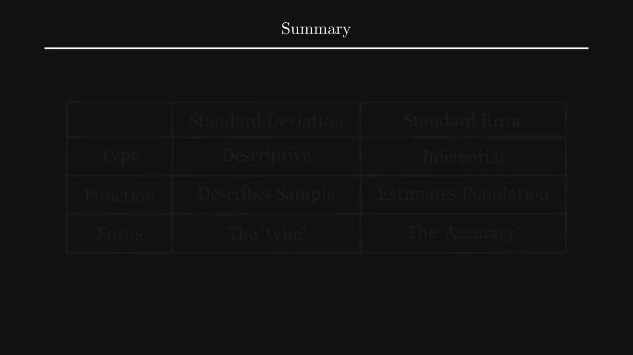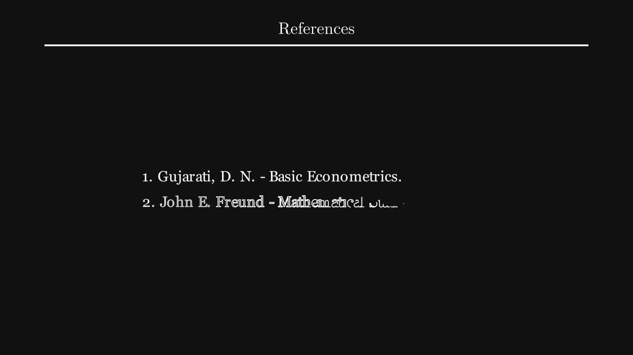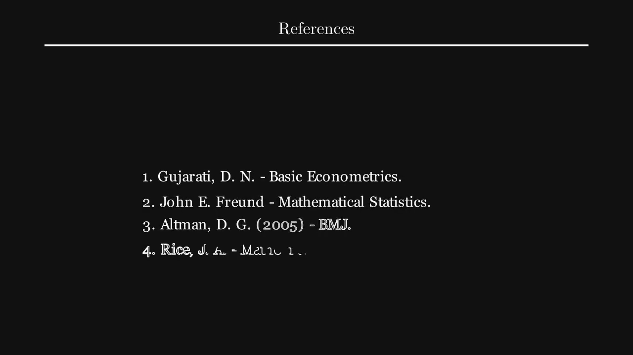In conclusion, the standard deviation is a descriptive statistic. It describes the sample. The standard error is an inferential statistic. It allows us to make leaps from our sample to the general population. Mastering this distinction ensures your analyses are robust, your charts are honest, and your conclusions are scientifically sound.